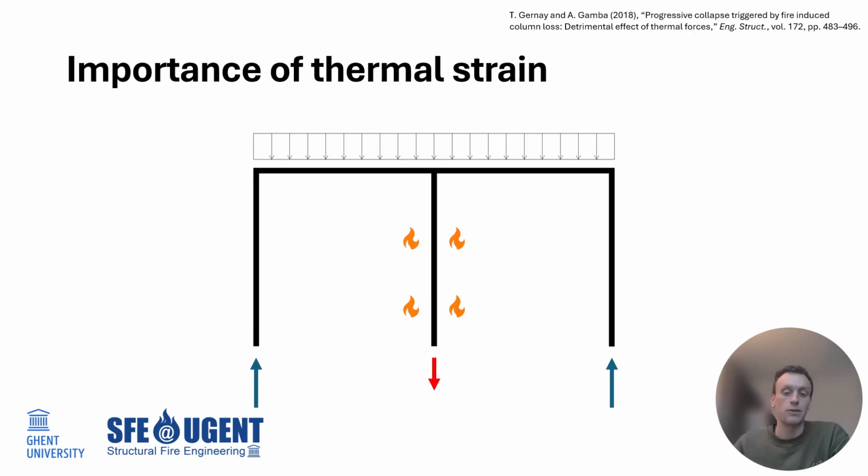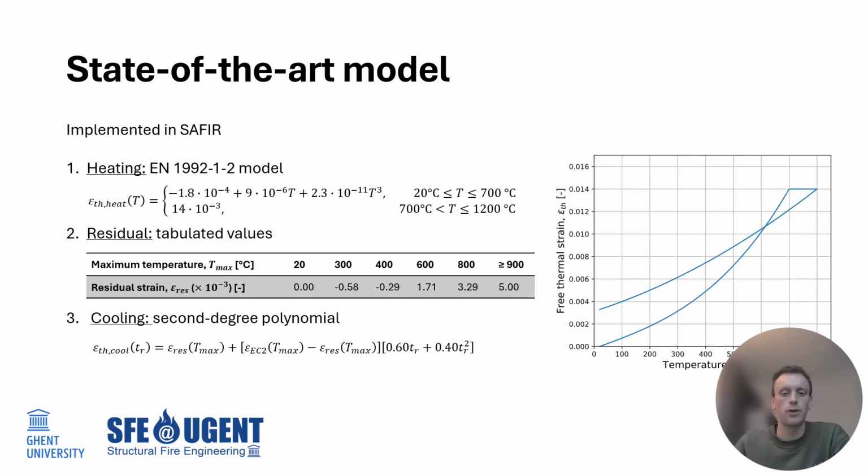And then secondly, well, because we're dealing with concrete, we know that we can expect quite some variability within the same material. So it's also important that we account for this variability, and this we can do through a probabilistic model. So in this work, we're going to create a probabilistic model for the free thermal strain of concrete. And as a starting point, we've decided to use the state-of-the-art model for the free thermal strain of concrete, and that's the one that's implemented in the finite element software Saphir.